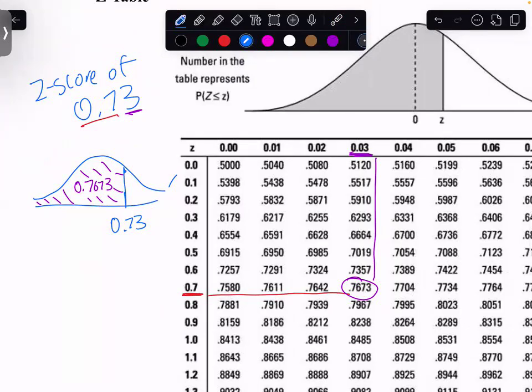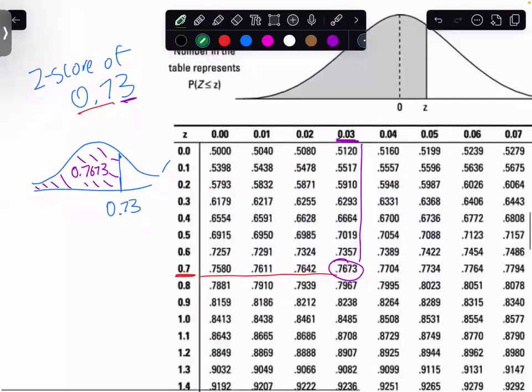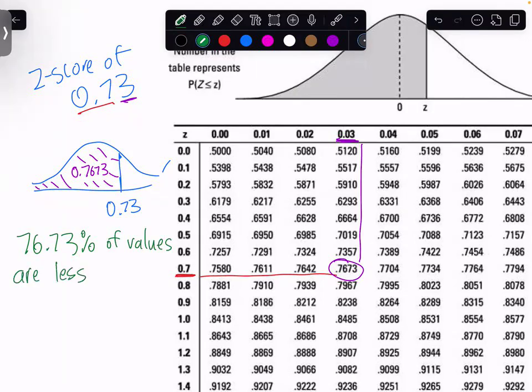Okay, so let me explain in words what this means. If you want to convert that decimal to percent form, you just multiply by 100, move it twice. So 76.73% of values are to the left, meaning less than a z-score of 0.73.